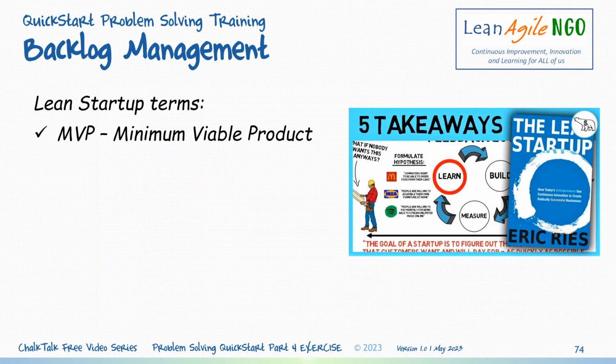Now let's take a look at a few hypothesis fine-tuning tips from the popular book, The Lean Startup. The first term we'll explore is MVP, which means minimum viable product. An MVP is a very limited but fully working product delivered at the end of a sprint cycle.